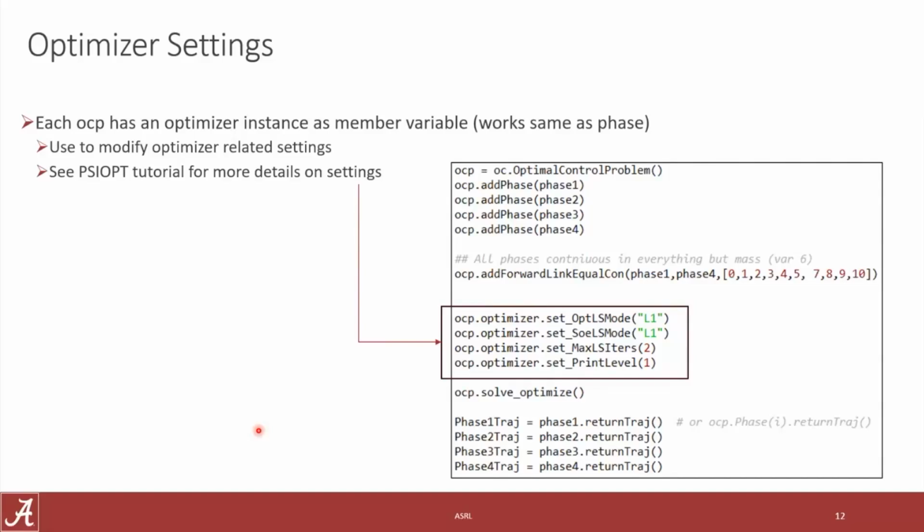Again, this is probably looking familiar, it's that reuse of syntax and operators. Just how in a phase, your phase creates an instance of an optimizer member variable that you could change settings for, your optimal control problem does the same thing. So you now have access to optimizer settings, like do you want line search, change the line search mode or iterations on line search, you can change the print level. And you can do that for the optimal control problem itself also. So again, see the tutorial, because the number of user settings for optimizer tweaks and changes are pretty extensive.